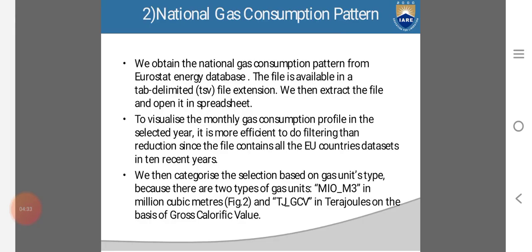We obtain the natural gas consumption pattern from the Eurostat Energy Database. The file is available in tab delimited file extension. We then extract the file and open it in a spreadsheet to visualize the monthly gas consumption profile in the selected year. It is more efficient to do filtering than reduction since the file contains all EU countries' datasets in the 10 most recent years.